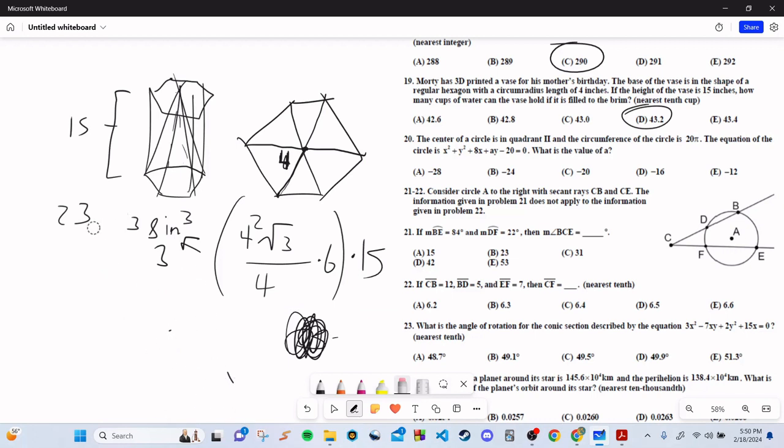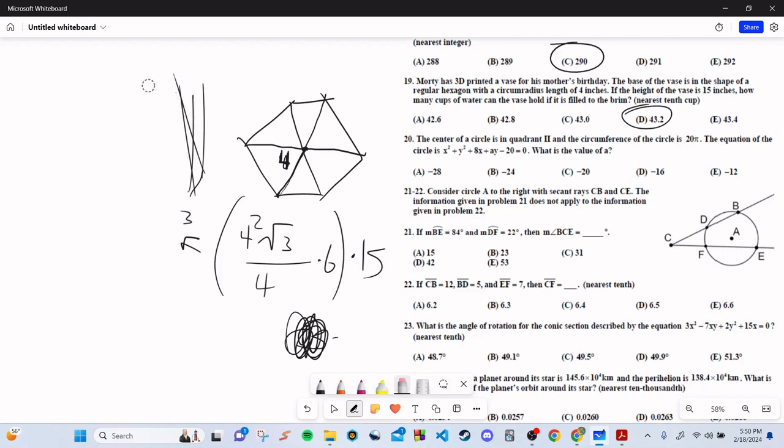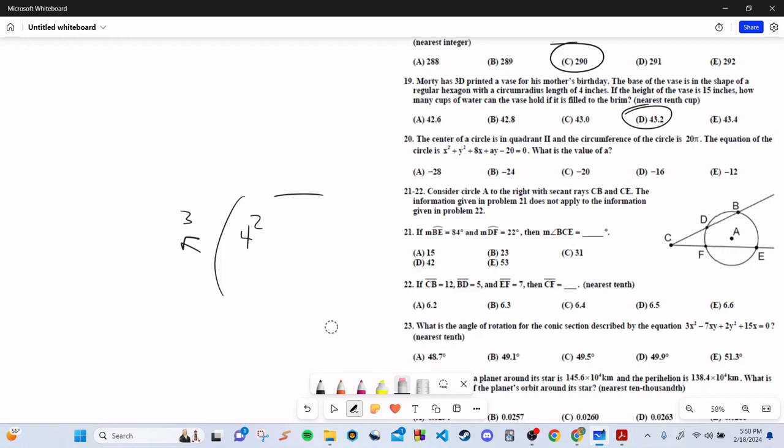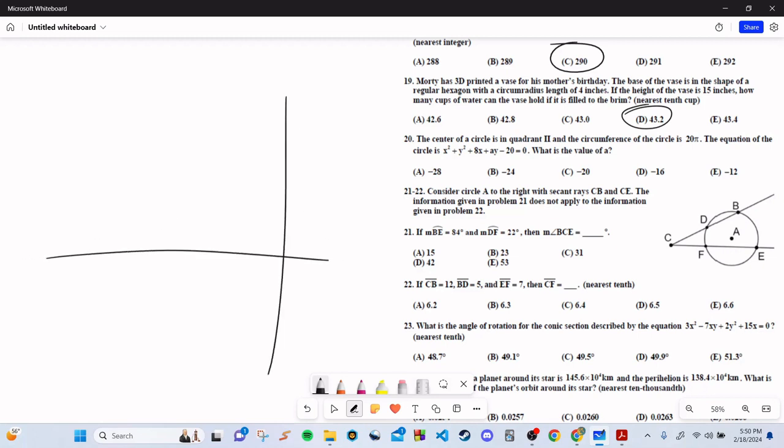All right, so number 20. Okay, so the center of a circle is in quadrant 2, and the circumference is this. Oh, I don't even think I need to draw this, actually. Okay, we want to know what the value for A is.